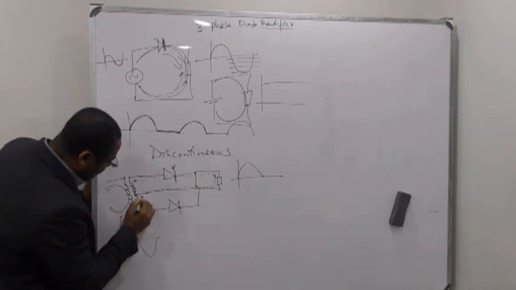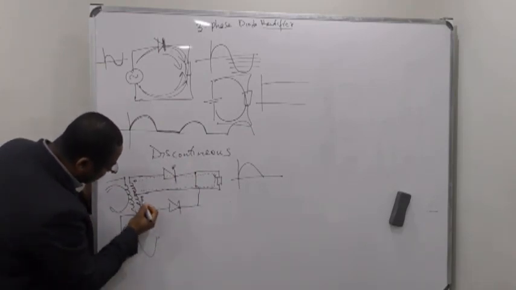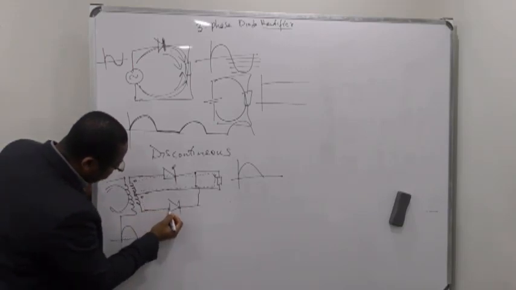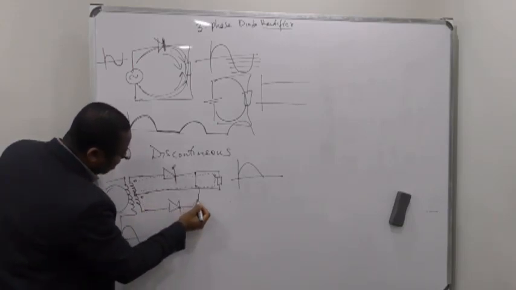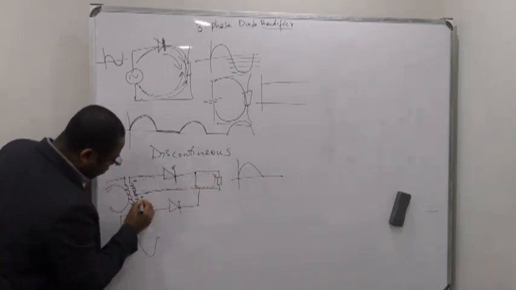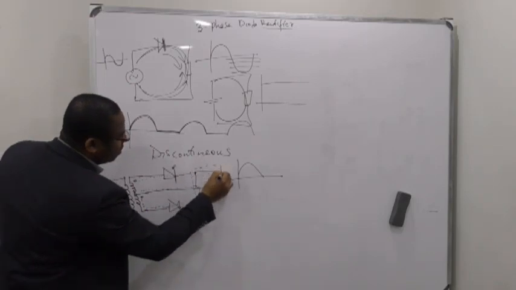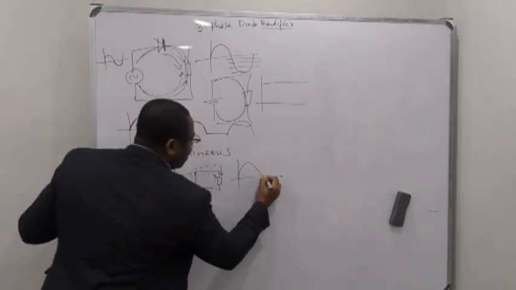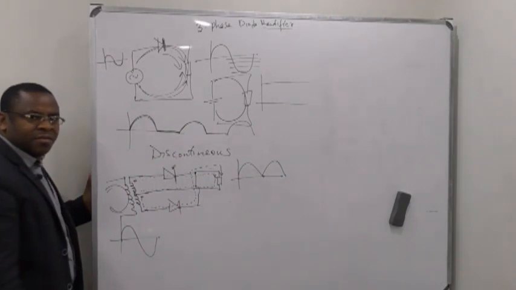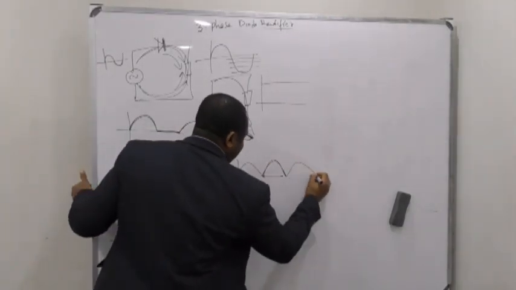Now let's see, at the same time, when it's negative, when it's reverse bias, this one will conduct, because look, it goes this way, it goes to the load. To the load again. So the load will now see this, and that continues like that.